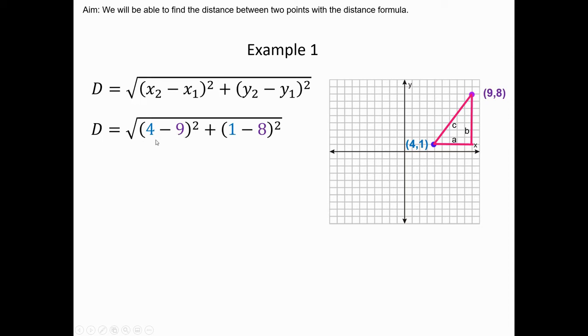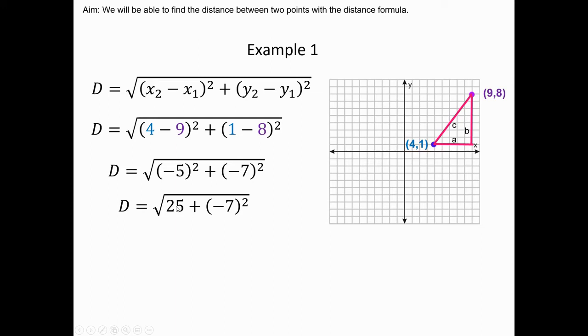So let's simplify this. What's 4 minus 9? Isn't that -5? And this 1 minus 8 right here, isn't that just -7? So now it's slowly becoming simpler. Now -5 squared, we're dealing with what's inside the square root. Let's leave the square root to last. -5 squared, remember the parentheses, now we're doing the exponents. That's going to be 25. And -7 squared, that's going to be a positive 49.